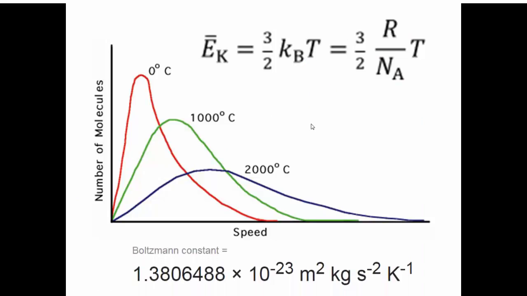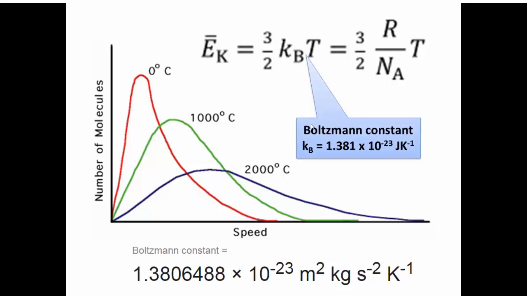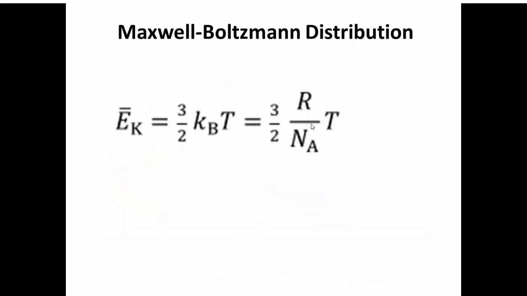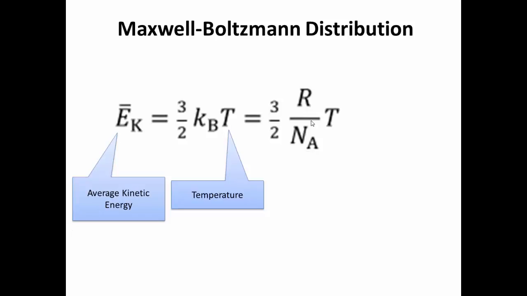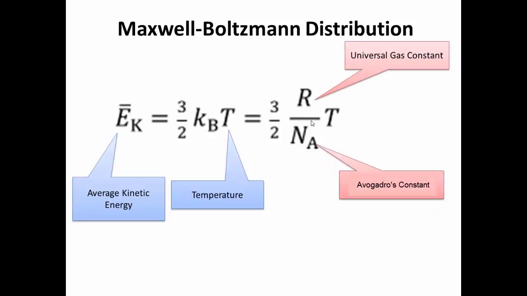The Boltzmann constant is 1.38 times 10 to the minus 23 joules per Kelvin. And there you have it. There's the Boltzmann constant. So, as a reminder, this is the temperature. This is the average kinetic energy. This is the universal gas constant. This is Avogadro's constant.